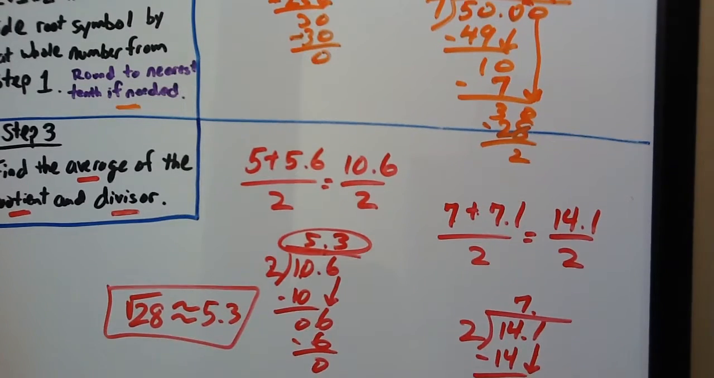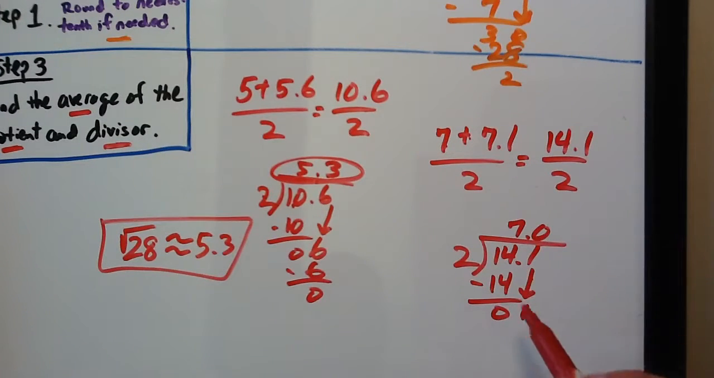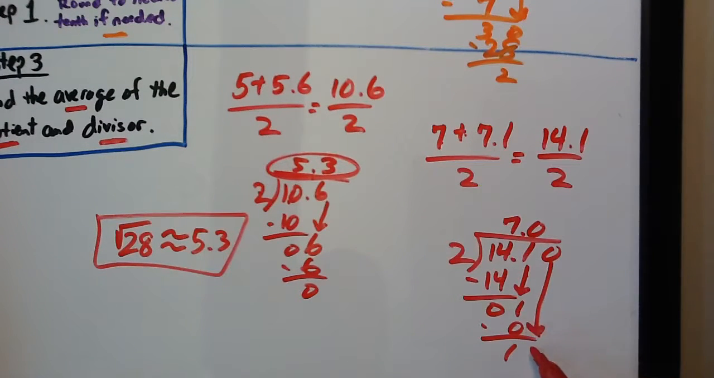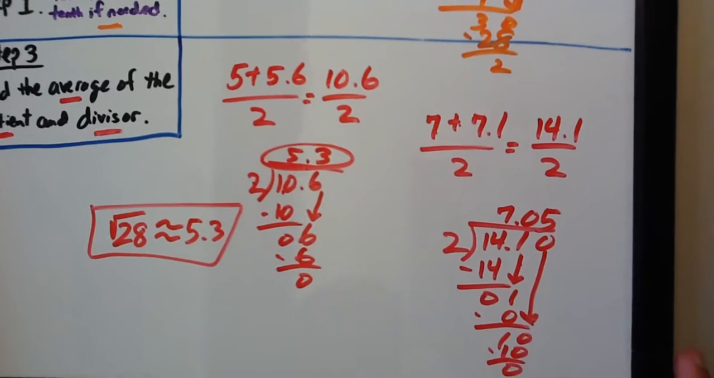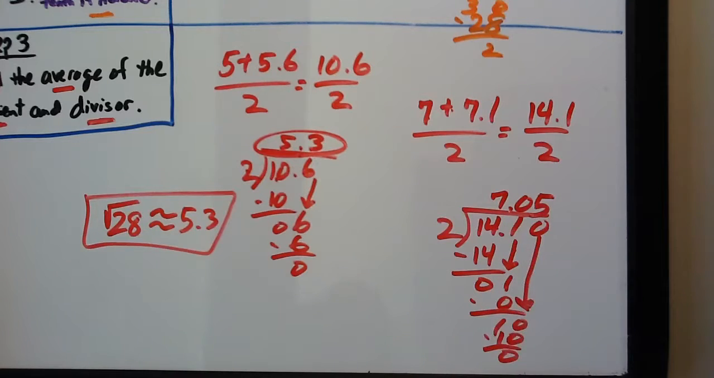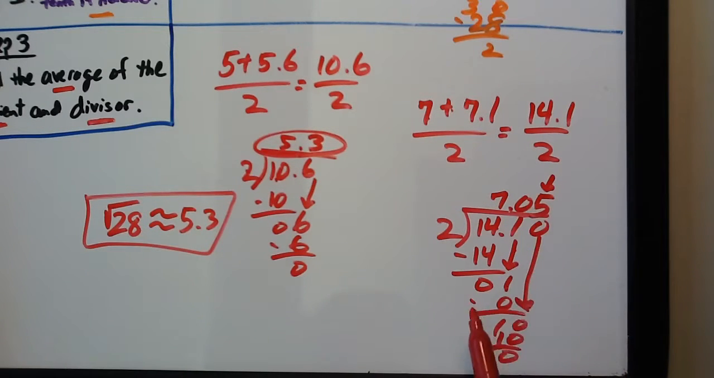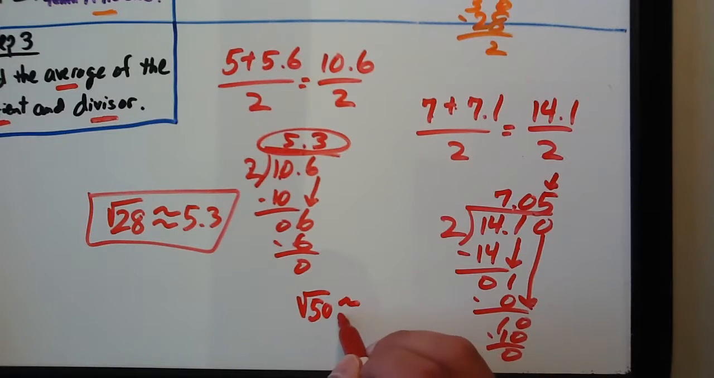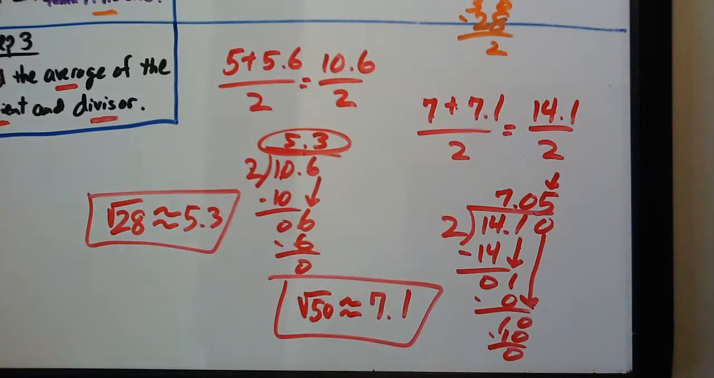I subtract and bring down the 1. 2 cannot go into 1. It goes in 0 times. 0 times 2 is 0. I subtract. Got to add a placeholder 0 so I can bring it down. 2 goes into 10 exactly 5 times. So your remainder is 0. So we have 7.05, but remember we want to approximate this to the nearest tenth. And so what this 5 right here tells us is to round the 0 up to a 1. And so we have the square root of 50 is approximately 7.1 or 7 1/10.